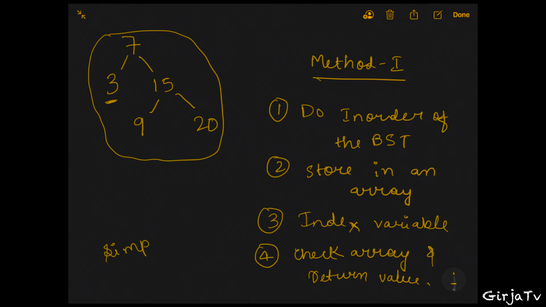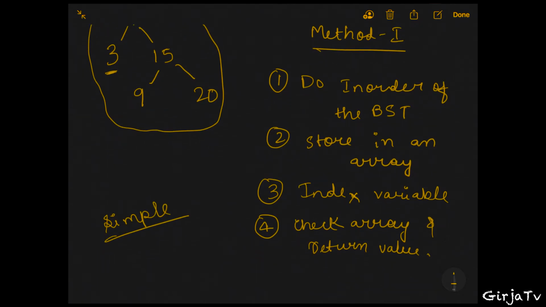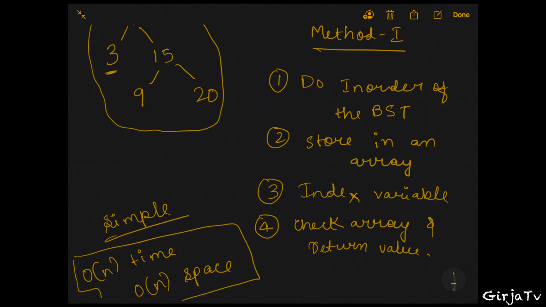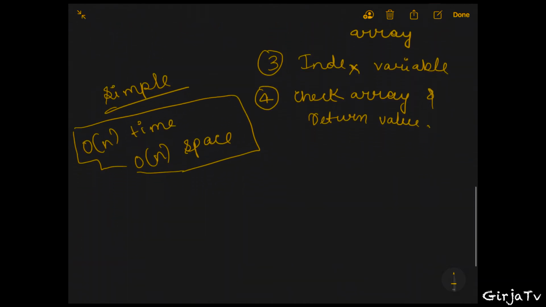This is a very simple approach, and it will take linear time, big O of n, because we will be traversing our tree only once and storing it in an array. So storing it in an array will take big O of n space as well. So this is what we get from this method. So can we optimize this? Yeah, we can optimize this.